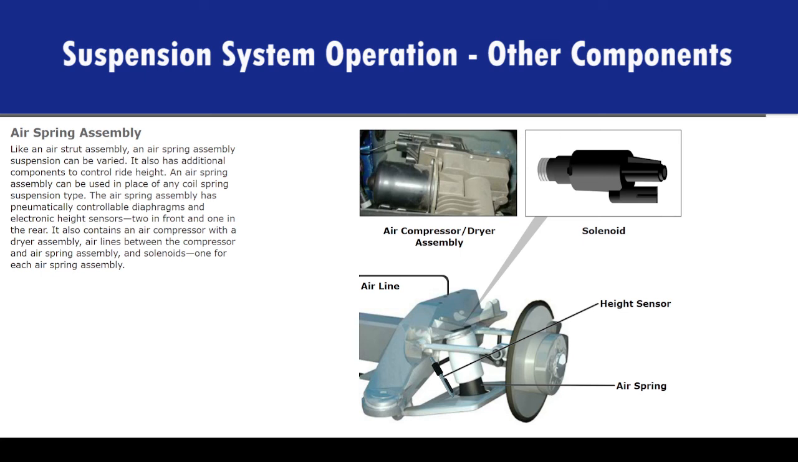The air spring assembly has pneumatically controllable diaphragms and electronic height sensors, two in front and one in the rear. It also contains an air compressor with a dryer assembly, air lines between the compressor and air spring assembly, and solenoids, one for each air spring assembly.